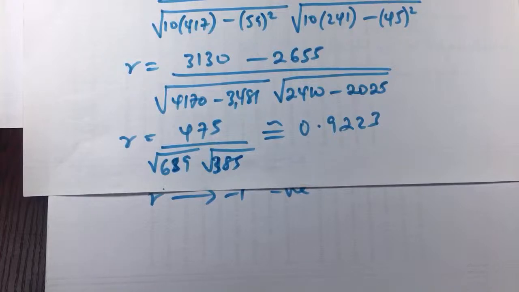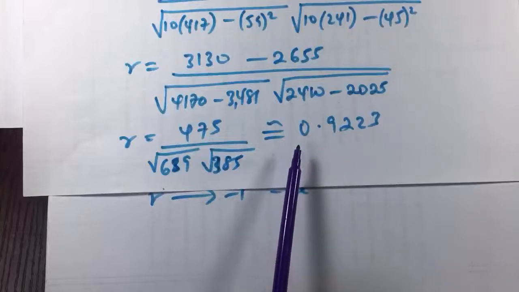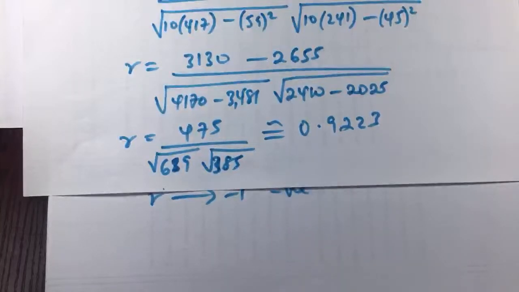Why is it strong? It is because the value 0.9223 is very close to 1. And because it is close to 1 and not a negative value, we say it is positive. If we had our result to be minus 0.9, we would say it is negative. But in this case, it is close to 1, so it is strong. 0.9 is very, very close to 1, so the relationship is very strong.